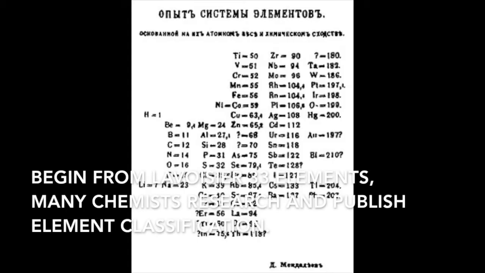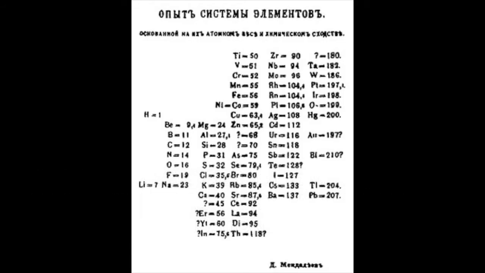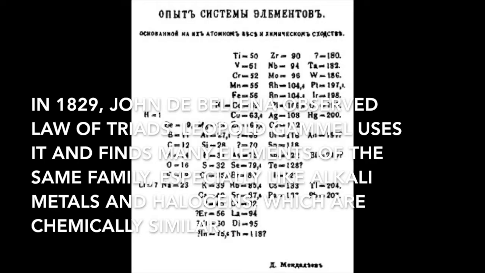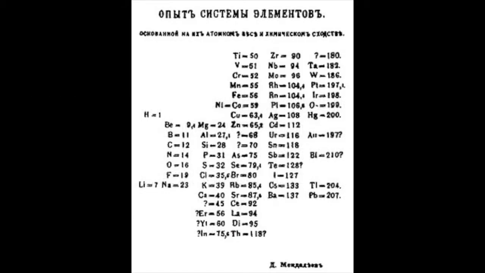Beginning from Lavoisier, 33 elements. Many chemists researched and published element classifications. In 1829, Johann Döbereiner observed the law of triads, used it, and found many elements of the same family, especially alkali metals and halogens, which are chemically similar.